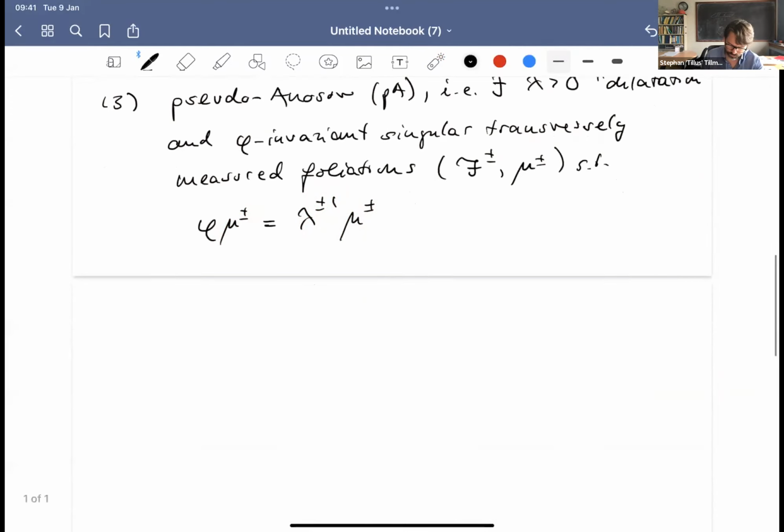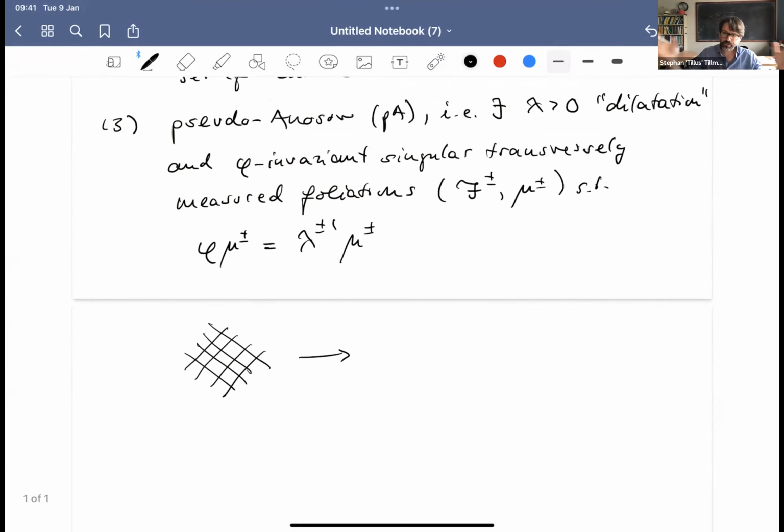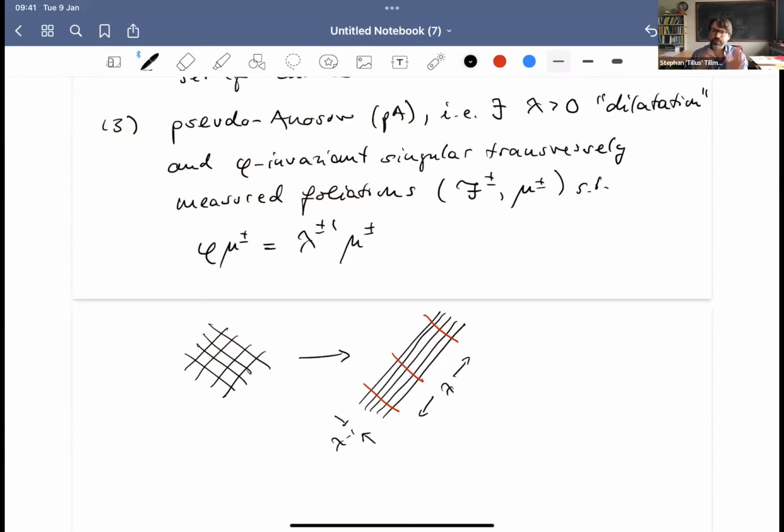Okay, and so just to draw maybe a local picture, if you think about these transverse foliations that you have here, one is basically expanded, and the other one is kind of contracted. So if lambda is bigger than 1, then maybe this here is the lambda inverse action. So you're kind of contracting things, whilst in the lambda direction, things become further apart. So this is multiplying the measure by lambda.